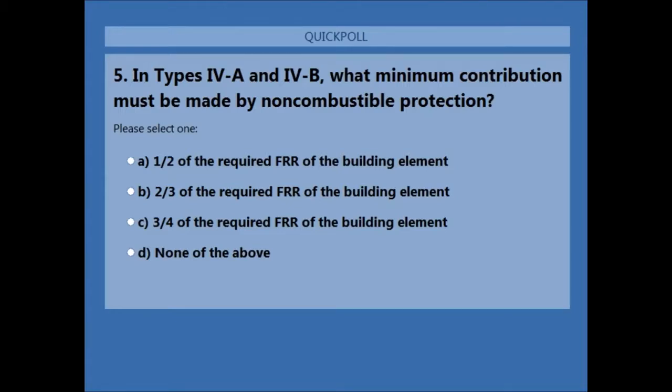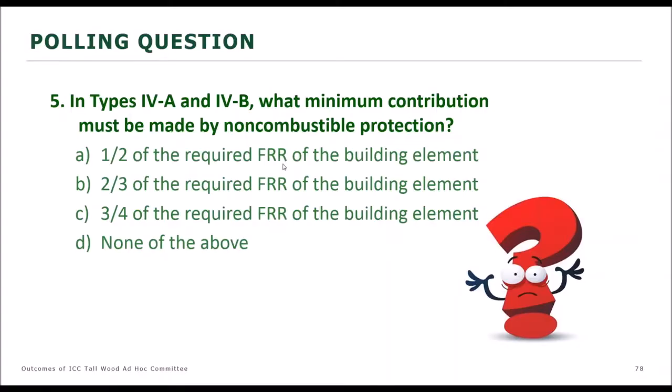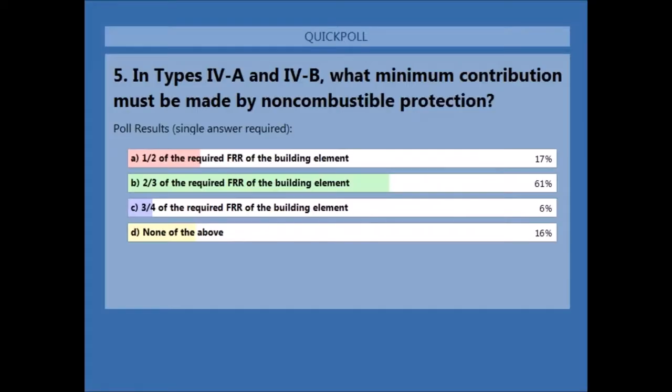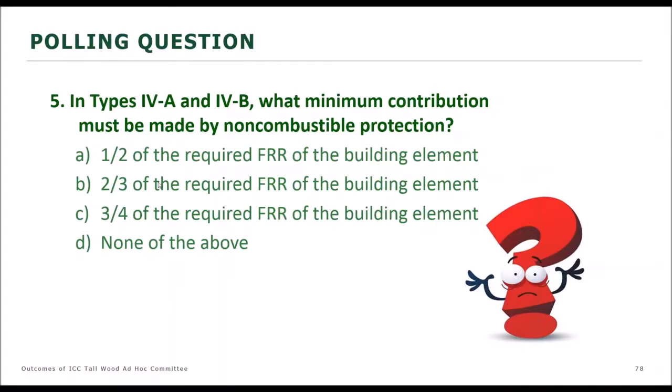All right, I've got 30 seconds. I'm going to go ahead and close. All right, 61% say 2/3 of the required fire resistance rating of the building element. What do you say, Paul? They're correct. Excellent. So the principle is, of the required rating of the element, at least 2/3 has to be provided by the fire resistance of the non-combustible covering.